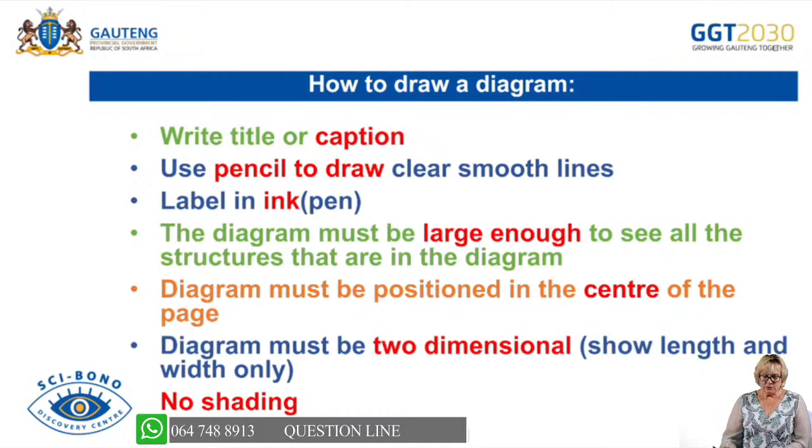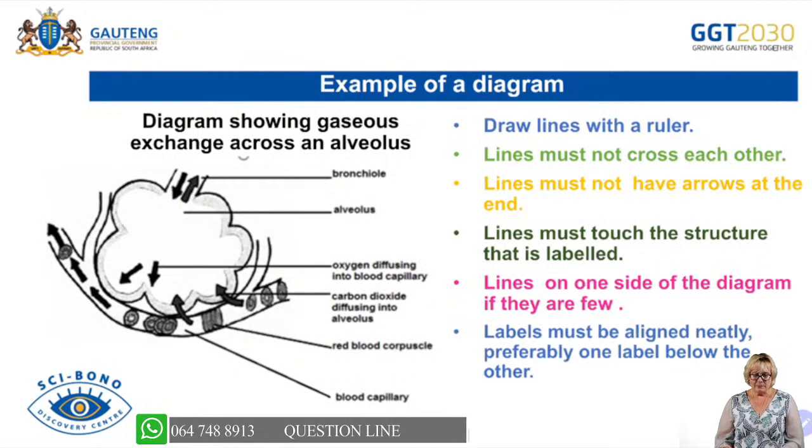The diagram must be 2-dimensional, show length and width only, and no shading. We don't color in our diagrams. That's important for you to remember. So if you look here, draw lines with a ruler. Can you see straight lines? Your label lines must be straight, drawn with a ruler.